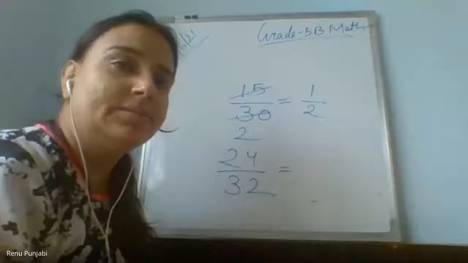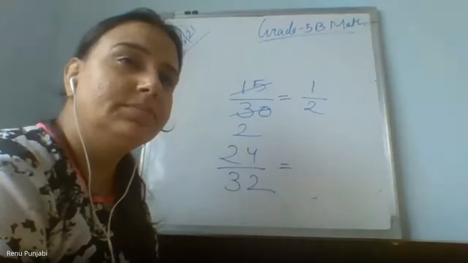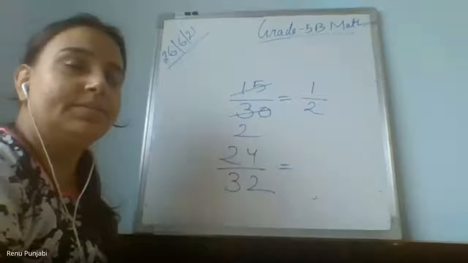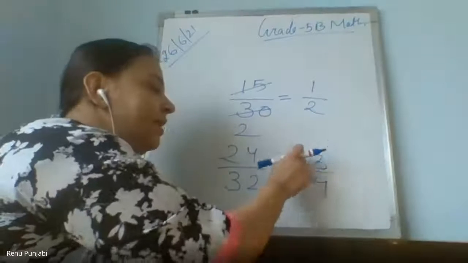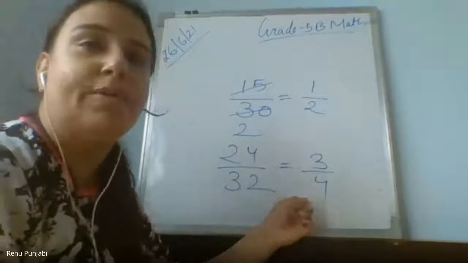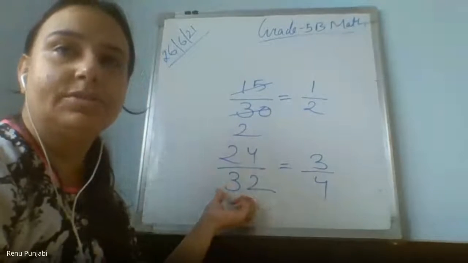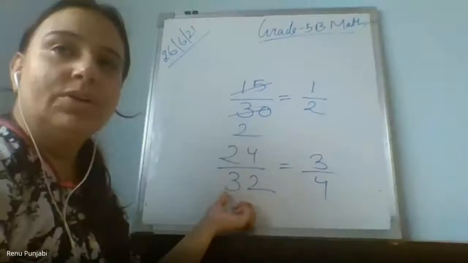Yes, Anushka. Big table. Which table? Ma'am, 8 table. How many times? 24 is 3 eights and 4 eights are 32. Now they both are not coming in any table. So we stop. Now this is the short form of this fraction. Clear? Yes or no? Yes, ma'am.